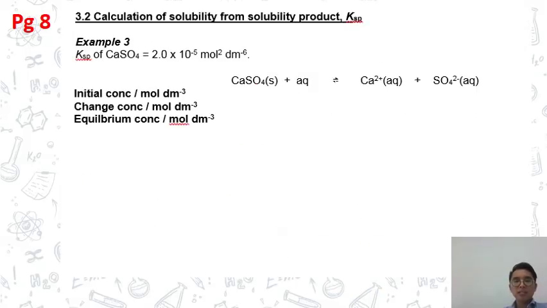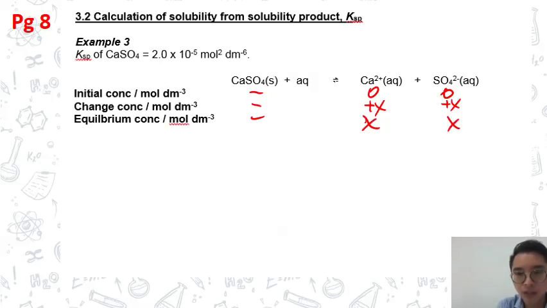Next. Just now you know how to calculate Ksp given the solubility. You also must be able to do it the other way around, which means if I give you Ksp, you must be able to calculate the solubility, or the x. This one will be 0, 0, plus x, plus x. The change just follows the mole ratio all the time. So very easy. Ksp equals x squared.